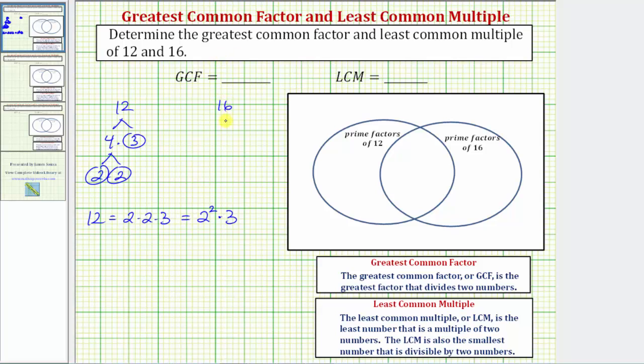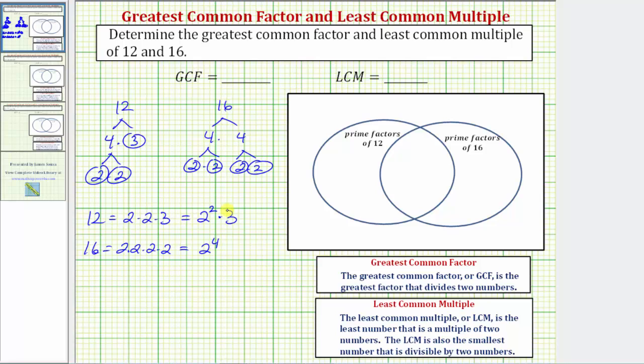For 16, let's begin with 4 times 4, and 4 is equal to 2 times 2, and we know 2 is prime. So the prime factorization of 16 is 2 times 2 times 2 times 2, which using exponents can be expressed as 2 to the fourth.